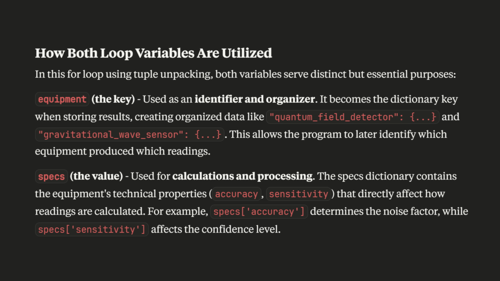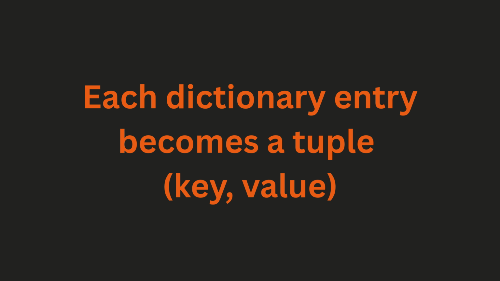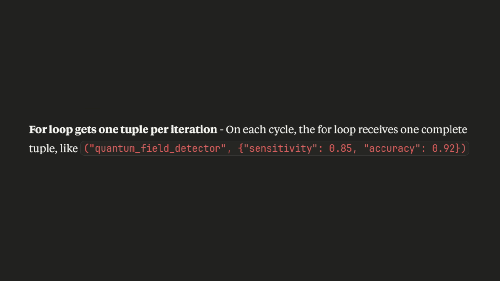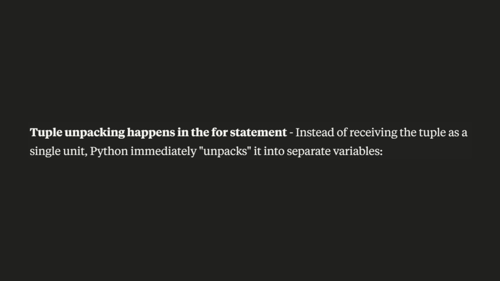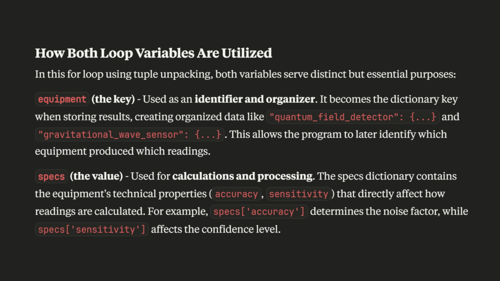It's like having an automated mail sorting system that takes packages and distributes their contents into labeled bins. So, the unpacking process step by step. .items creates the tuple. Each dictionary entry becomes a tuple, like quantum field detector, comma, sensitivity 85, accuracy 92. The for loop receives the tuple, Python gets the complete package tuple for processing, and then the automatic unpacking. Python splits the tuple into separate variables. Equipment gets quantum field detector, and specs gets the specification dictionary.